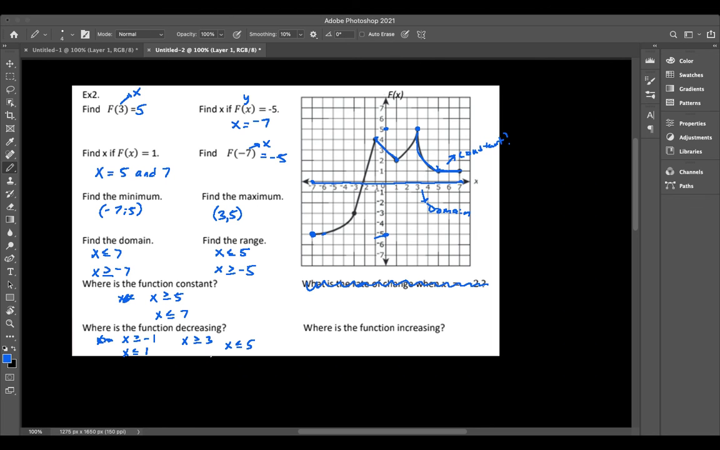Okay? So the other question is, where is it increasing? So again, we take this point right here, it's got to go upwards from left to right. So go up here, this one, all the way to this point right here. Okay, so that would be x is greater than -7, and then x is less than -1. What else is increasing? Right here at this point right here. So 1 to 3. So then we could just say x is greater than or equal to 1, but it also is less than or equal to 3. And that's how it would work in that situation.